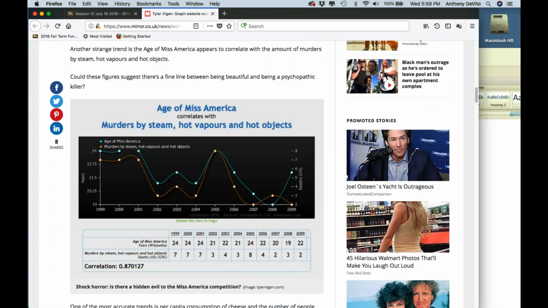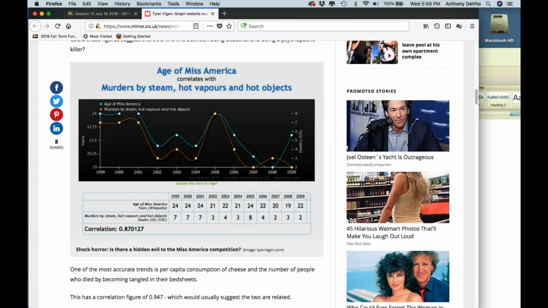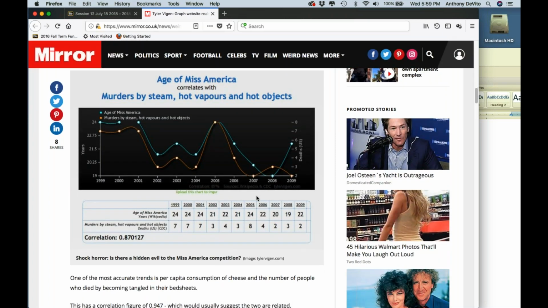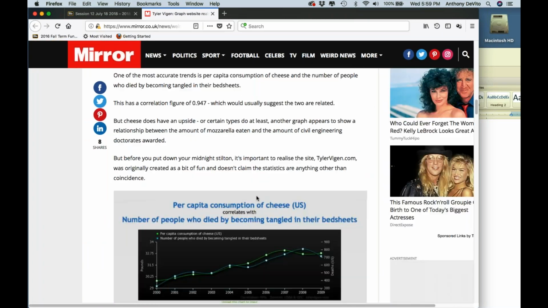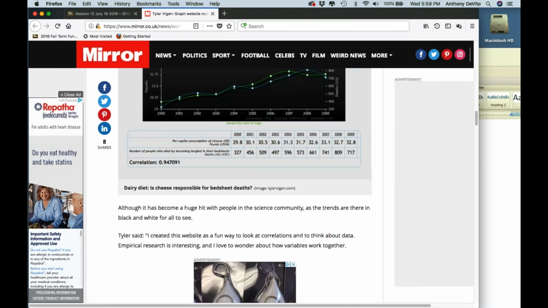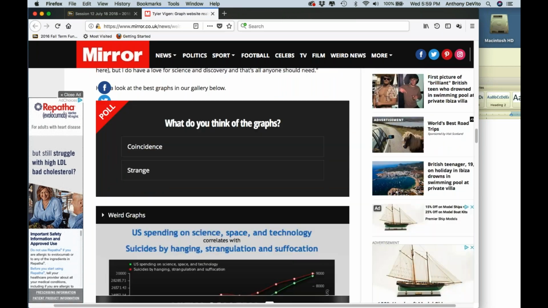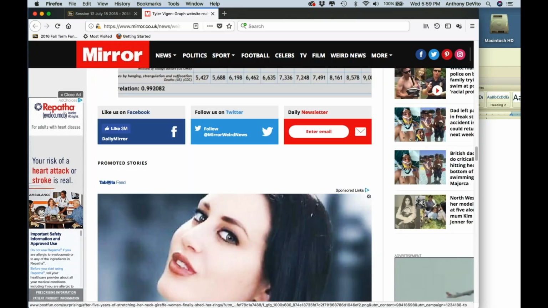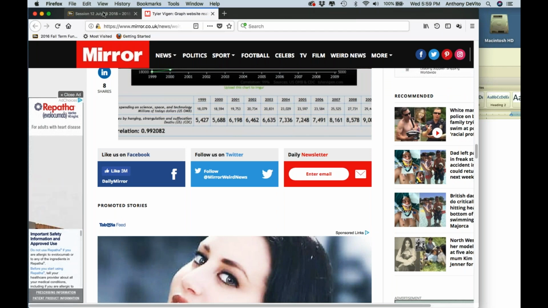Let's see if he's got a couple of others here. The age of Miss America correlates with murders by steam, hot vapors, and hot objects. Well, if you look at that chart, boy, it looks like there's quite an association between the two of these. Okay, per capita consumption of cheese, number of people tangled in their bed sheets. Let's see what else we got here. I think I have another link there.